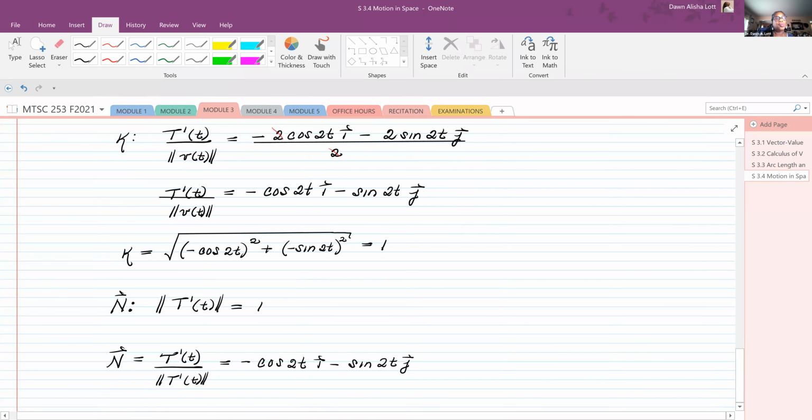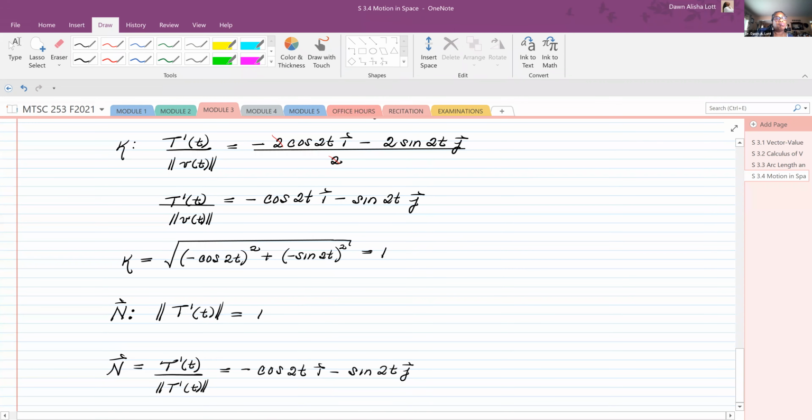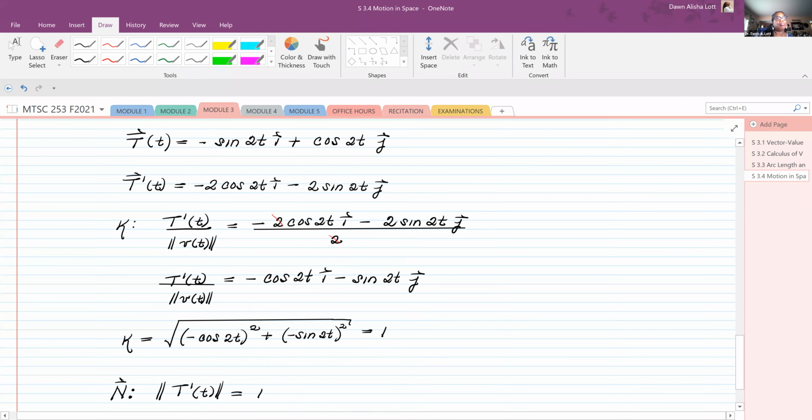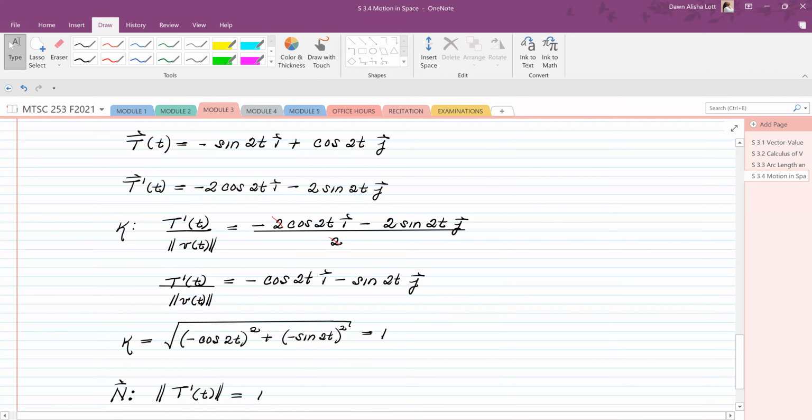Something wrong. Wait, how is it 0? That's what I just said. Something's wrong, because the tangent's wrong. The tangent's wrong. Oh, no, it isn't. There it is.